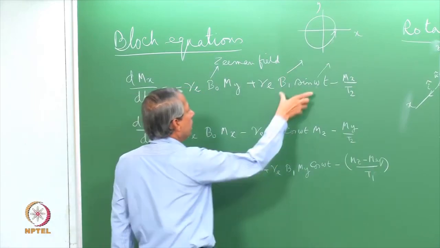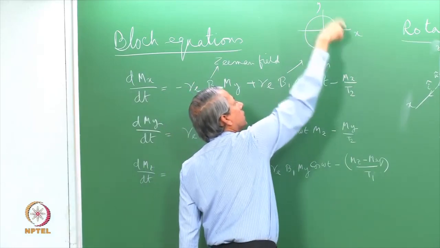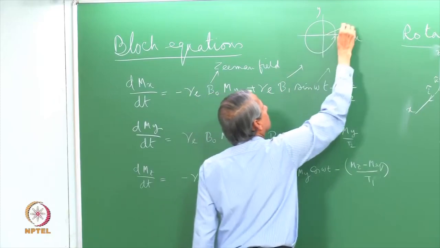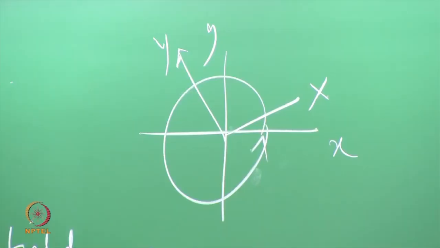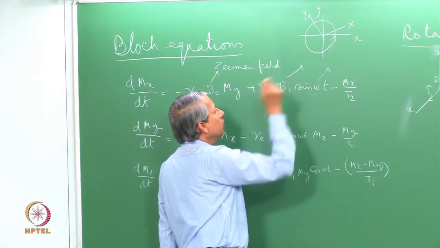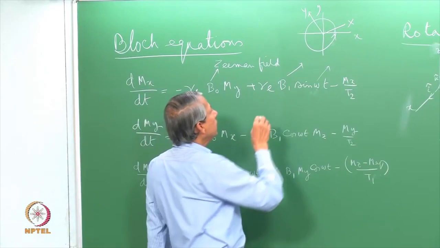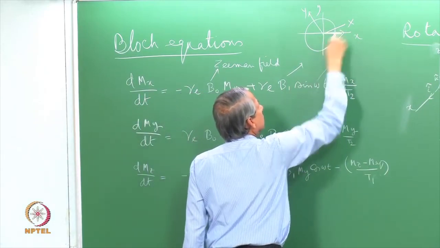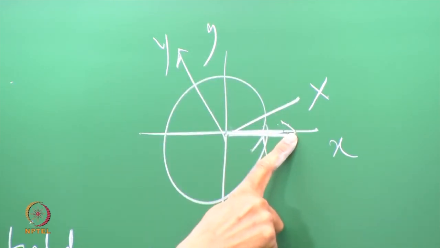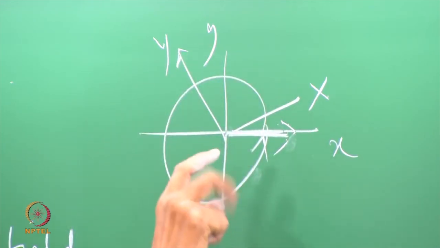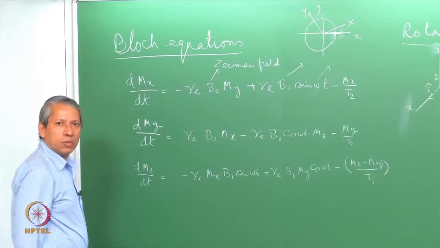Then what will happen to the B 1 field? In the laboratory coordinate system the magnetic field is rotating in this way, but if I now have a coordinate system which is rotating at the same frequency as this one, then this B 1 field will appear static. So, at time t equal to 0, if the B 1 field is applied along the x direction and the coordinates start rotating at time t equal to 0 from the x direction, then in the rotating coordinate system the B 1 will always be along the x direction. There will not be any y component for that.